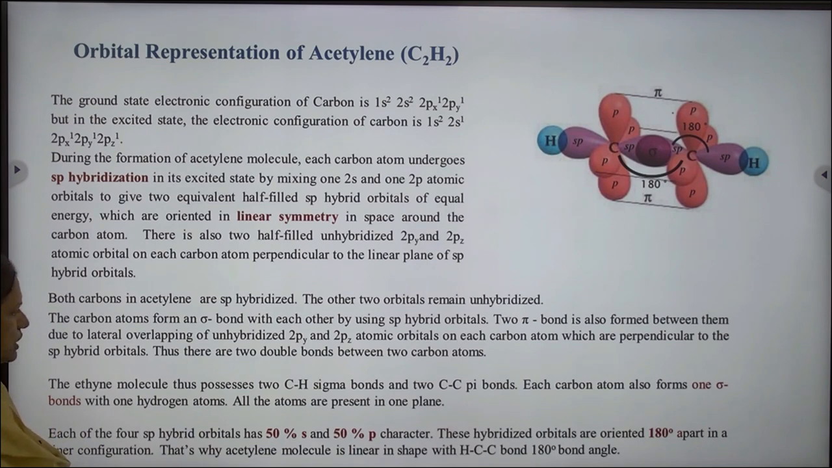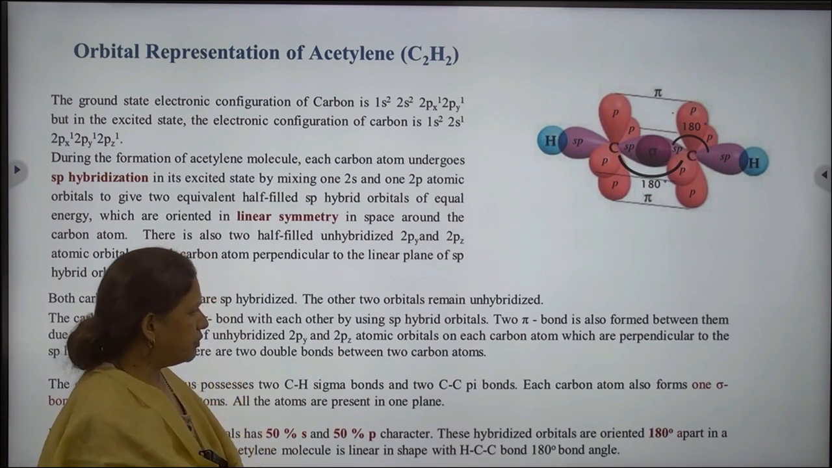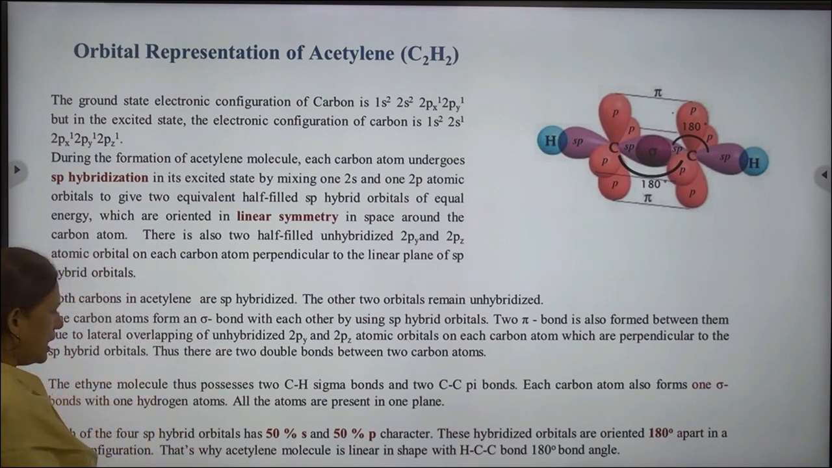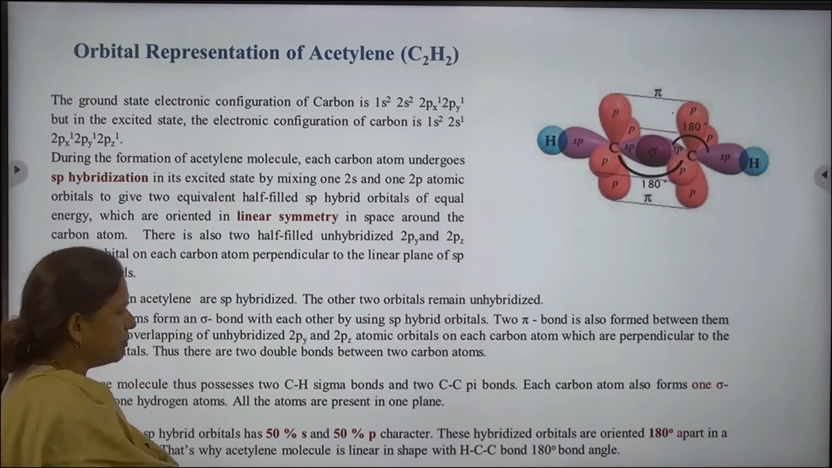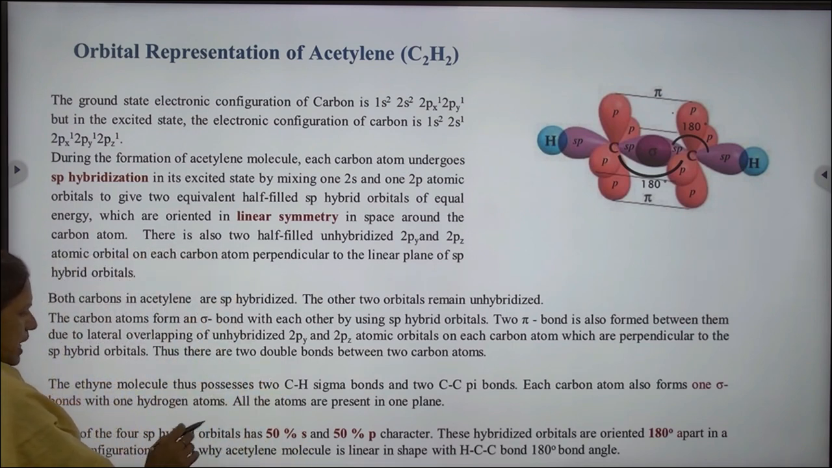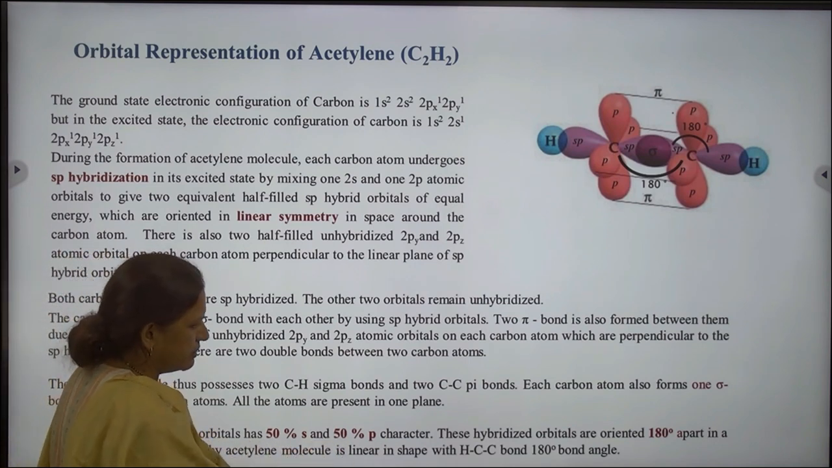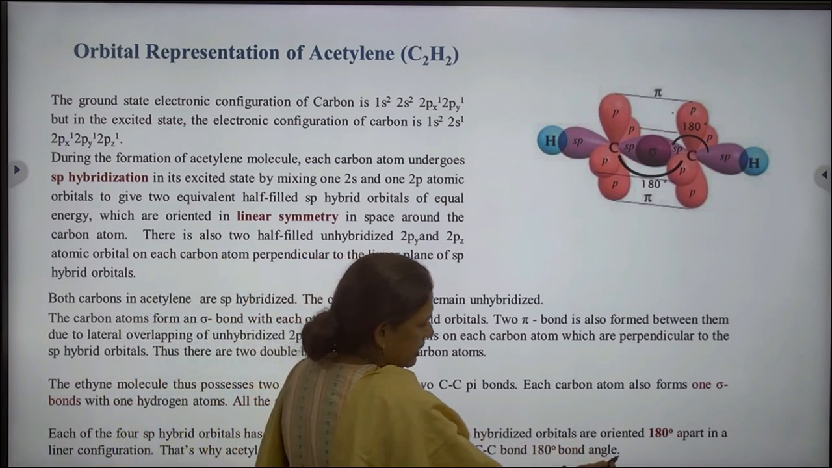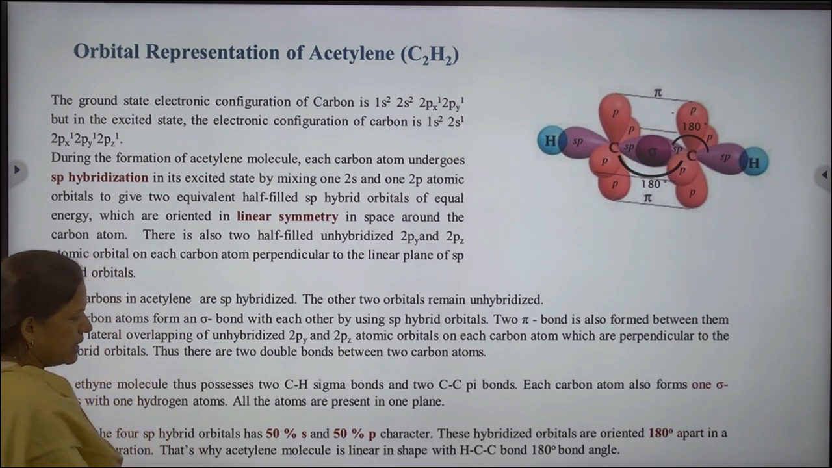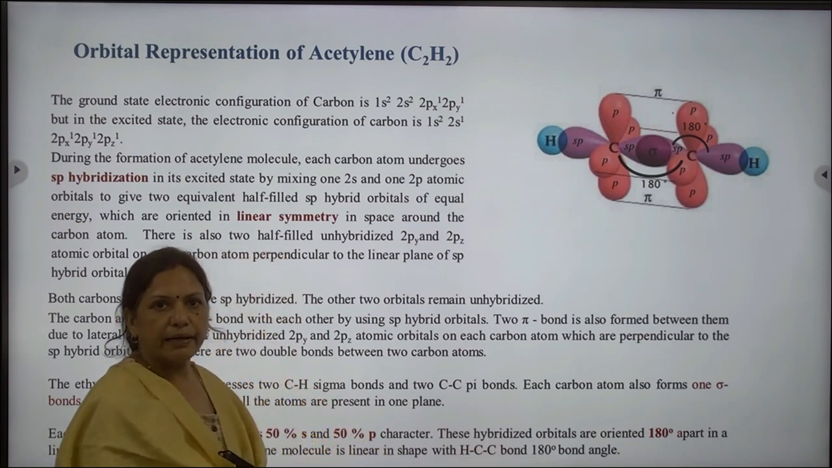The ethyne molecule thus possesses two carbon-hydrogen sigma bonds and two carbon-carbon pi bonds. Each carbon atom also forms one sigma bond with one hydrogen atom. All the atoms are present in one plane. Each of the sp hybrid orbitals has 50% s character and 50% p character. These hybridized orbitals are oriented 180 degrees apart in a linear configuration. That's why acetylene molecule is linear in shape with bond angle 180 degrees.